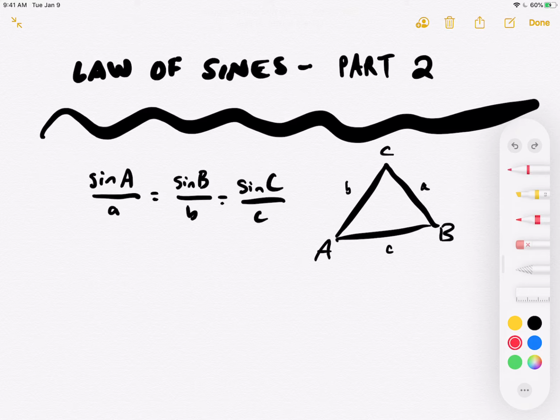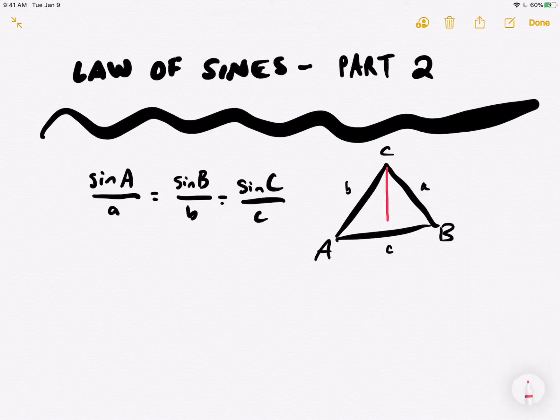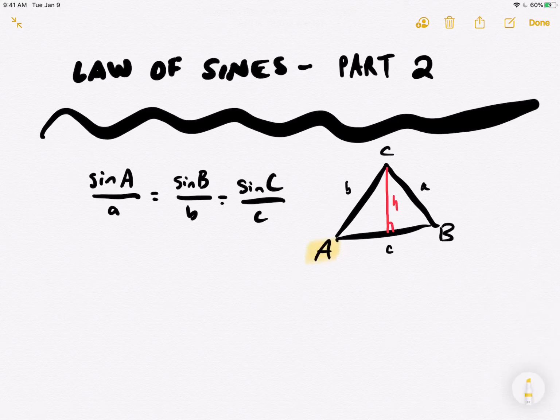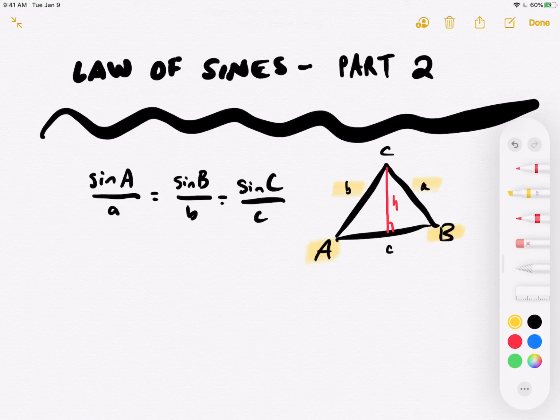In that video, we also came up with a proof of the law of sines that involved dropping an altitude, call it h, and that altitude allowed us to connect angle A and angle B to side a and side b just using plain old SOHCAHTOA involving the sine ratio. And that proof seemed pretty good. However, it had one big flaw.